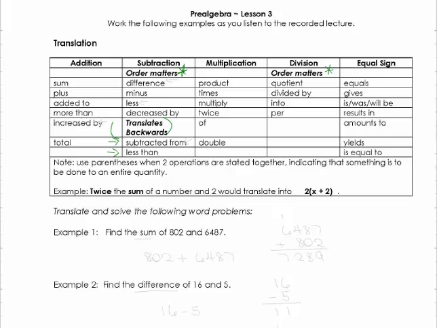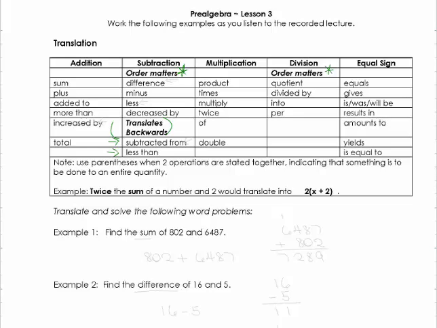Now, you should also note that sometimes two operations may come right next to each other in a statement. When they're stated together, you're going to have to use parentheses. Parentheses indicates that something is to be done to an entire quantity or to a group. For an example, look at this statement, twice the sum of a number and 2. Twice the sum has two different operations or two different mathematical principles right there next to each other.